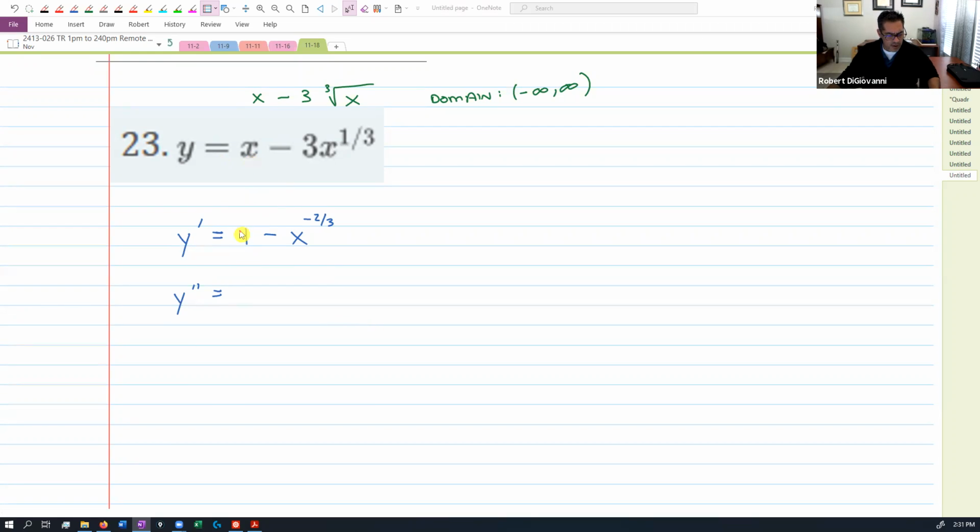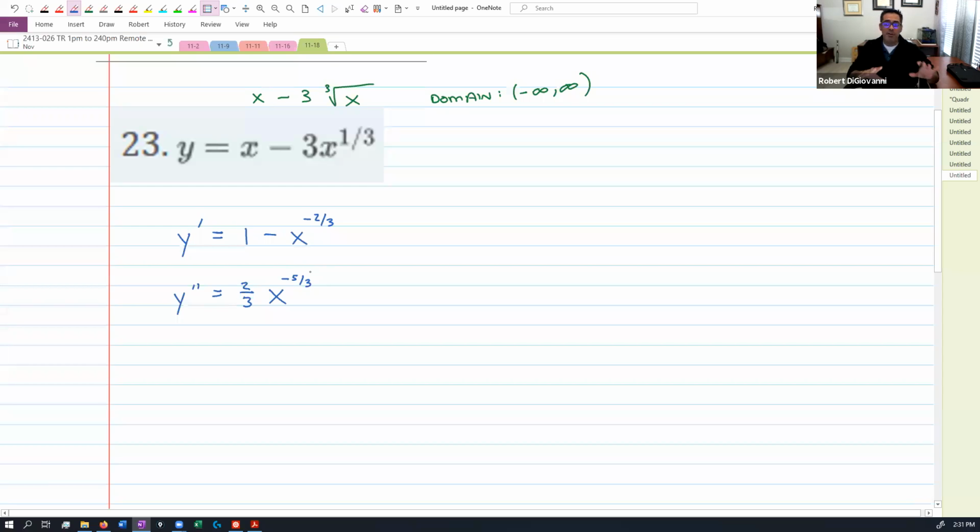So I took my first derivative. There it is. Now my second derivative, good. Derivative of 1 is 0. And then derivative of this, power rule again. So I get a 2/3 that comes out. I've got to subtract 1 from this. So that gives me negative 5/3.